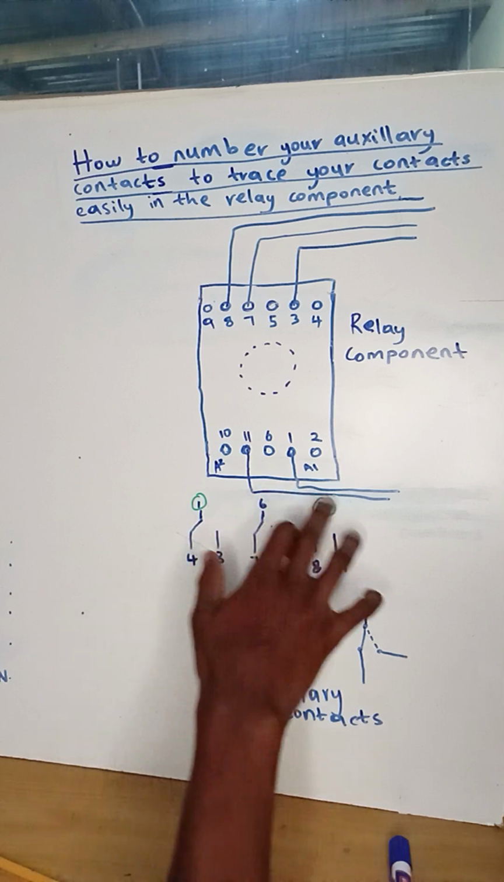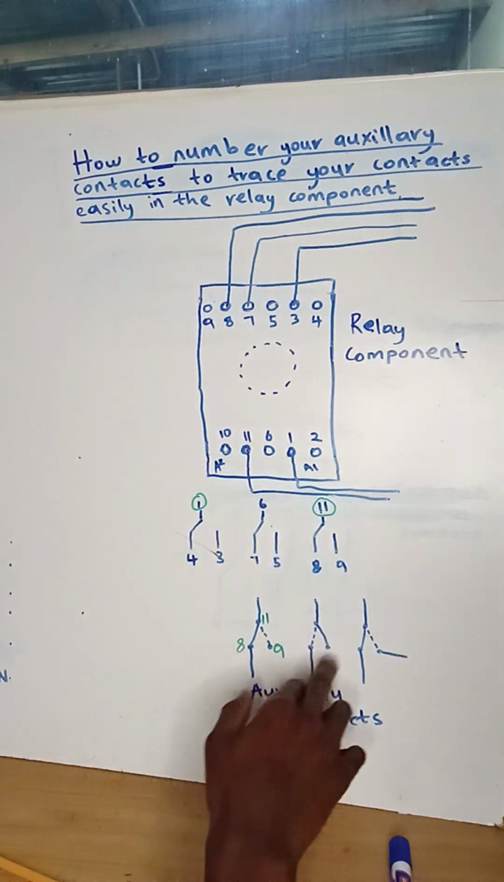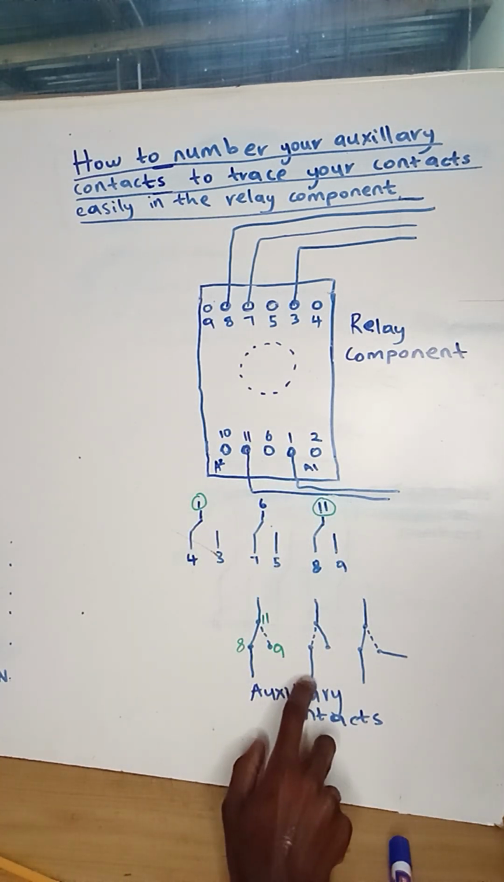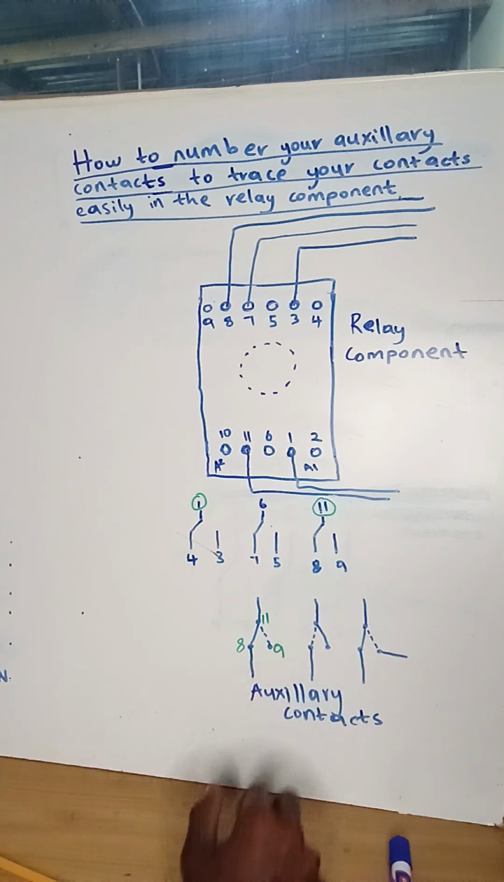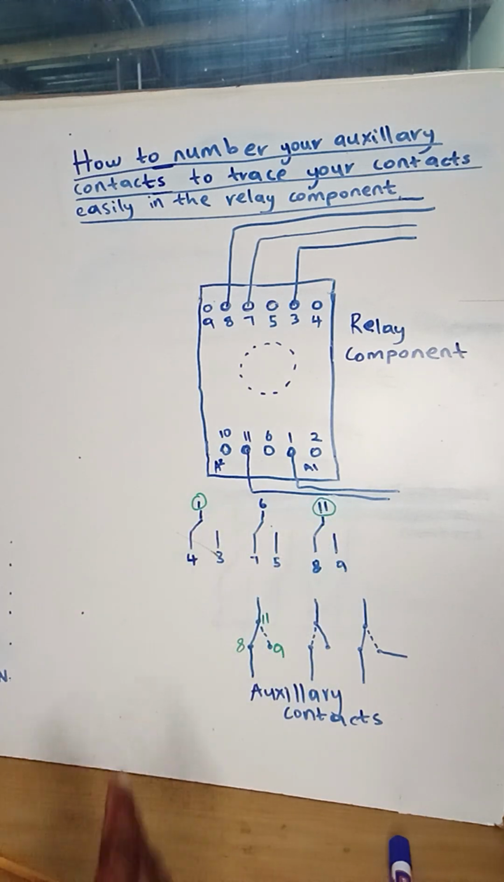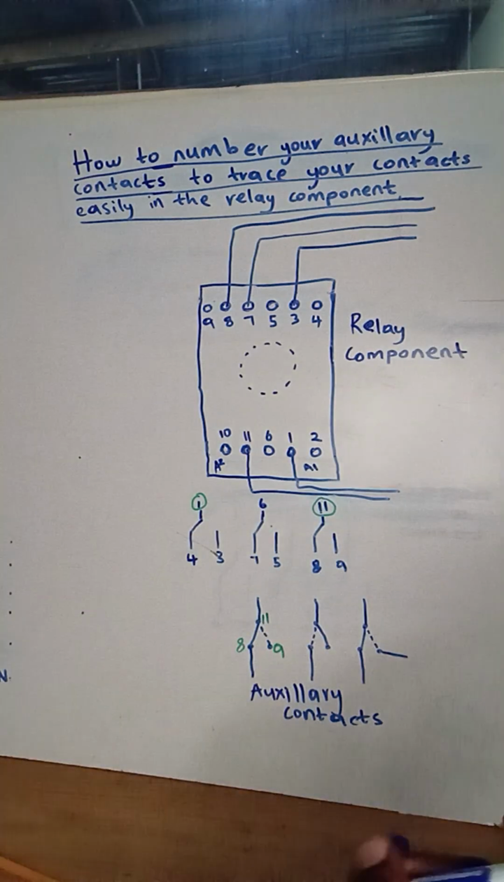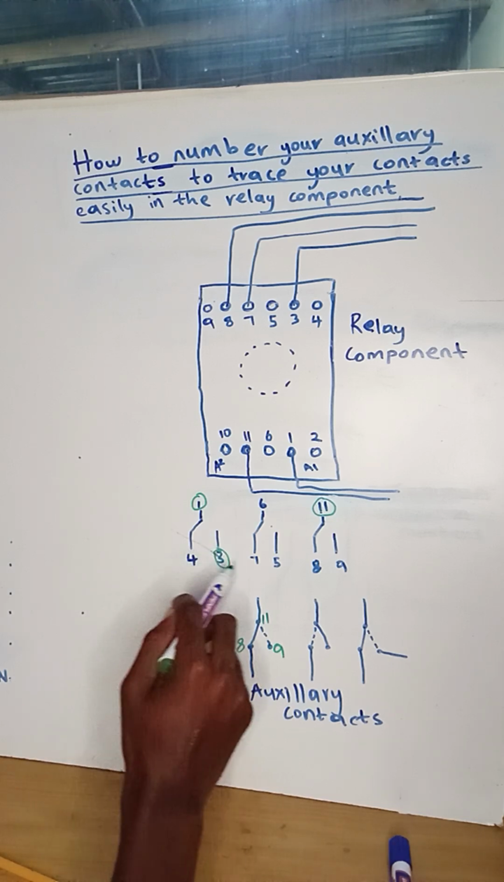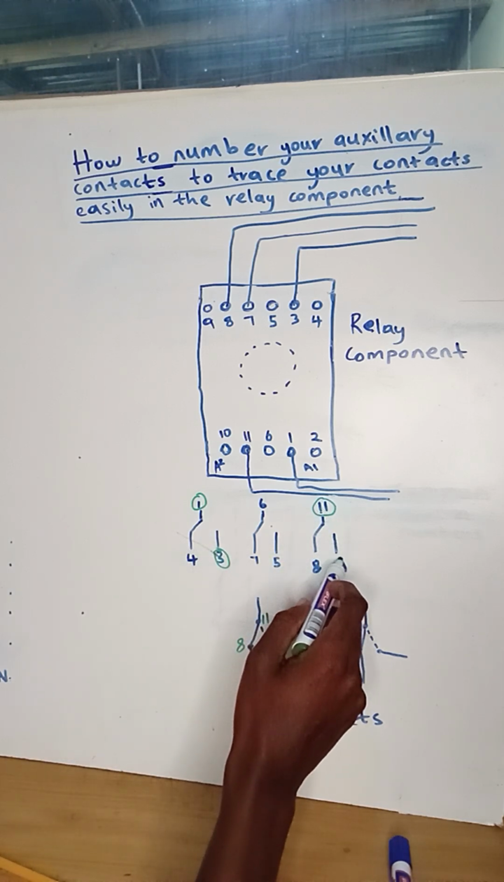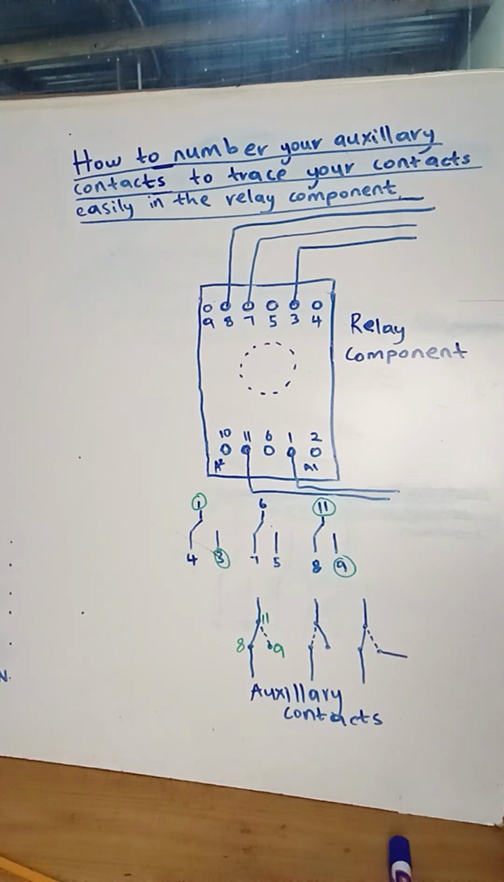So since we are focusing on 1 and 11, you'll go back to your auxiliary contact and check the wire from the bottom. Where is it connected? The wire from the bottom is connected to the open contact. So from 1 and 11, you'll check your open contacts. Your open contacts are 1 and 3, and 11 and 9. Remember, we are only focusing on 1 and 11.